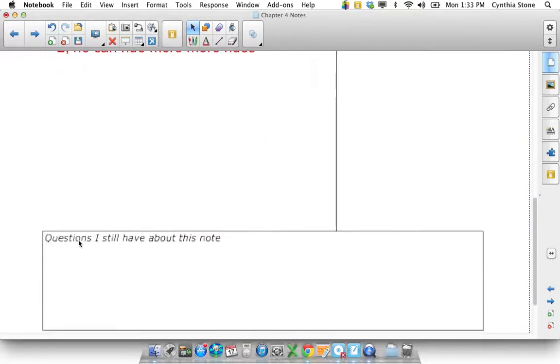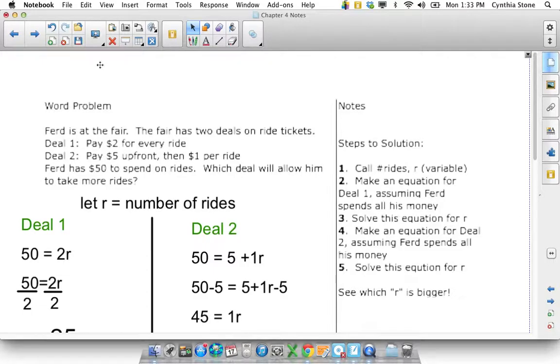Okay, so that's our first lesson on equations. Please make note of any problems you have or questions you have for me to ask in class.